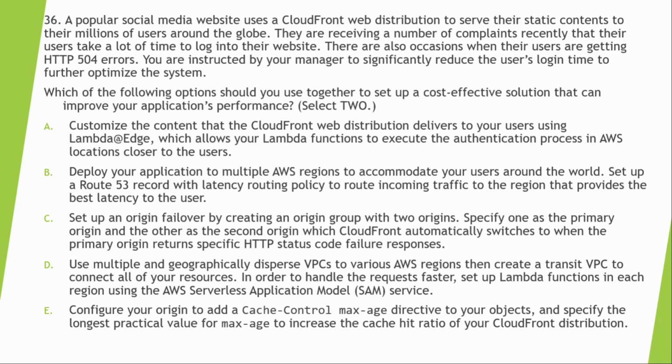Now let's see why D is incorrect. Use multiple and geographically dispersed VPCs to various AWS regions. Then create a transit VPC to connect all of your resources. In order to handle the request faster, set up Lambda functions in each region using the AWS Serverless Application Model, SAM service. Now, why is this incorrect?